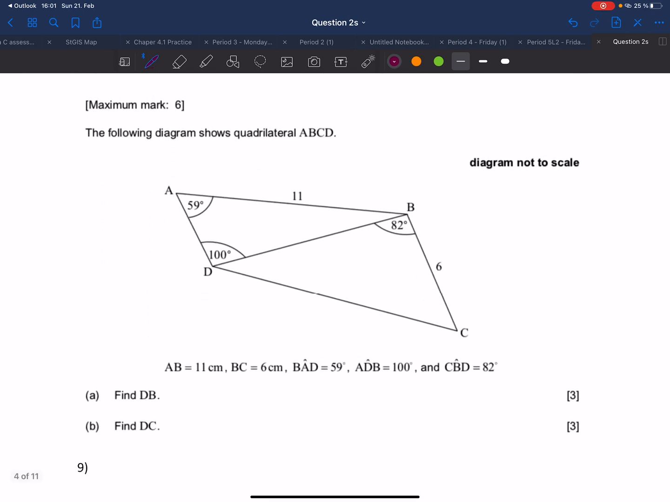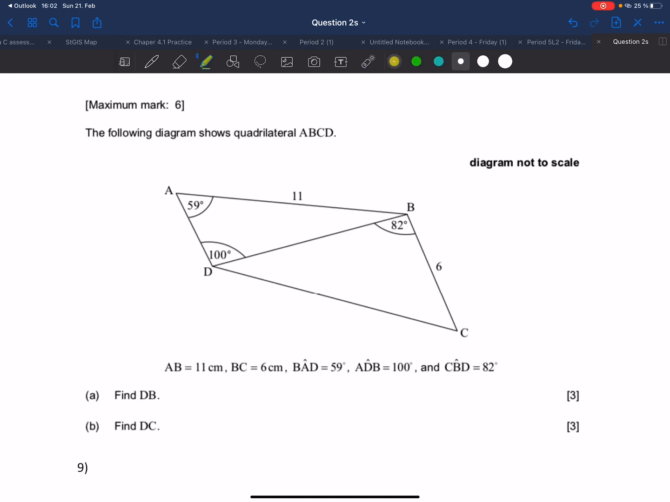Question number 8 looks like a sine rule, cosine rule sort of question. So we've got this set up. I'm just going to double check that all of the information underneath here is on the diagram. It usually is, but it's worth checking. So AB is 11. Yeah, AB is 11. BC is 6. Yeah. BAD is 59. BAD, yeah. ADB is 100 and CBD is 82. Yeah, they're all on there. That's good. It's just worth checking in case you miss something really important.